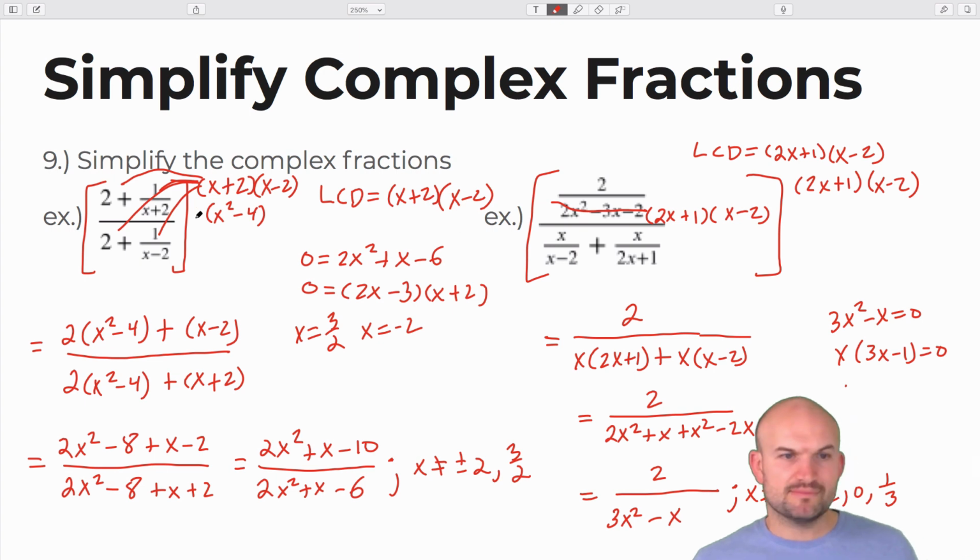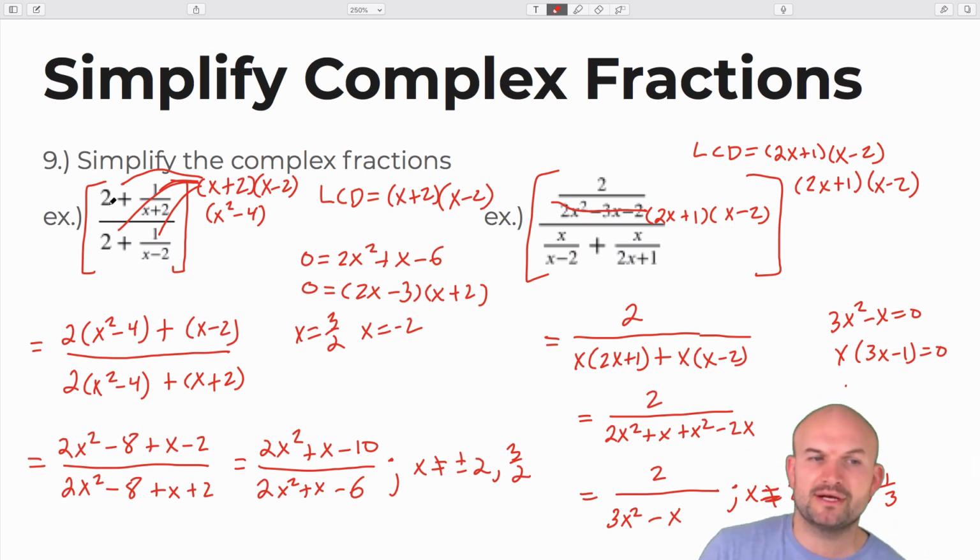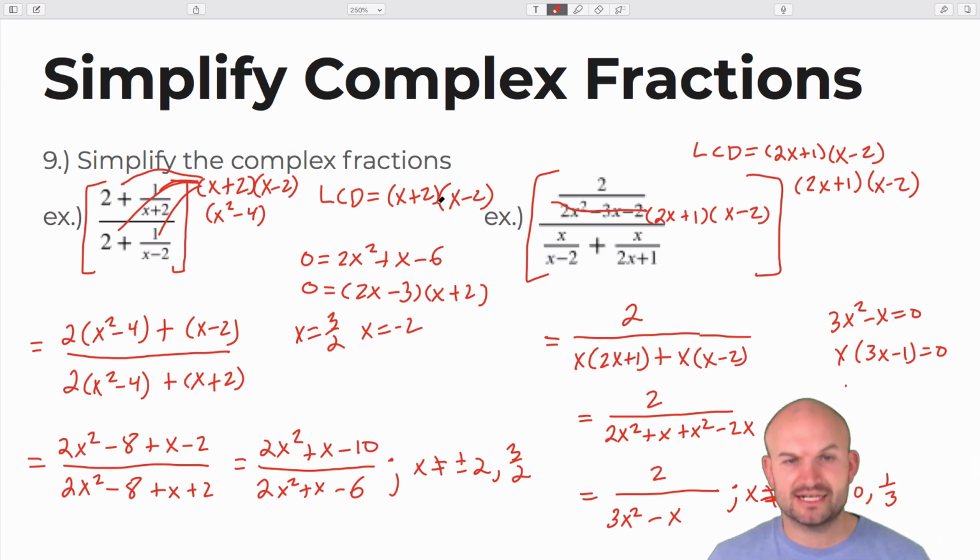Because not always is something going to divide out here. Like here, the denominator is 1, right? And so my two denominators here are x plus 2 and x minus 2. So therefore, my LCD is going to be the product of those two. When I multiply every single term here, now again, remember, x plus 2 times x minus 2 is really also x squared minus 4.